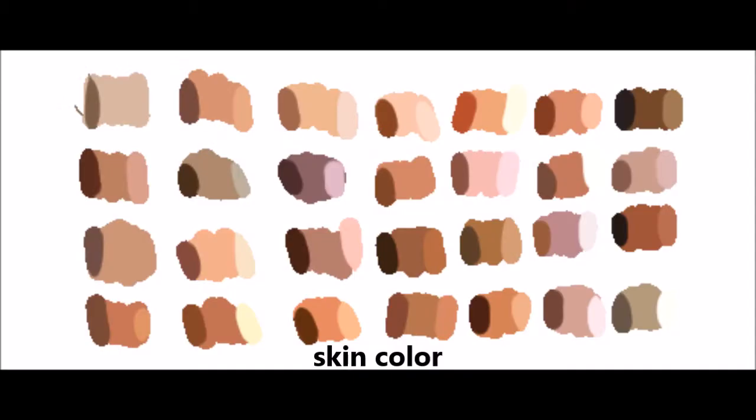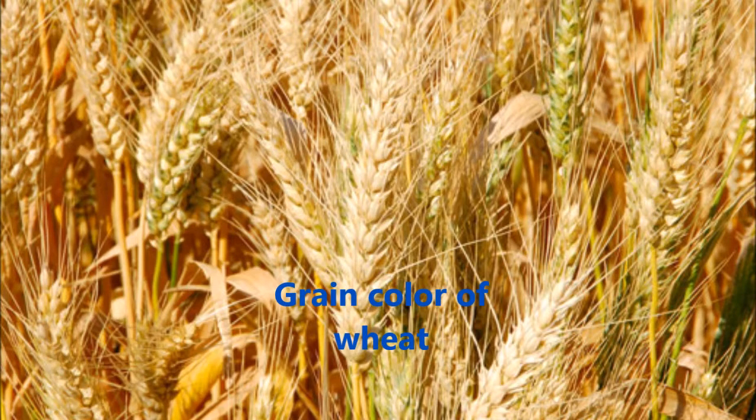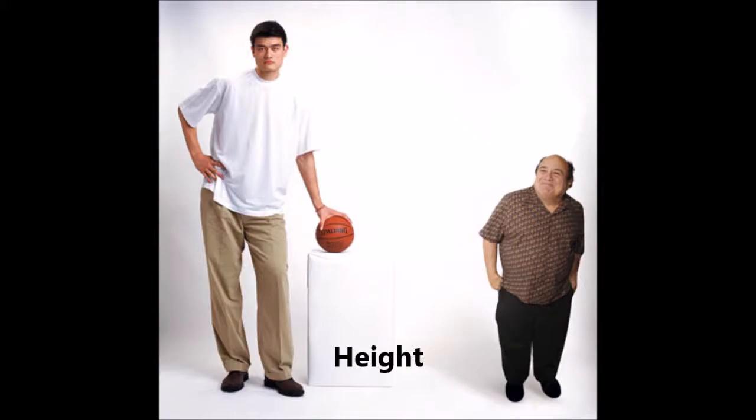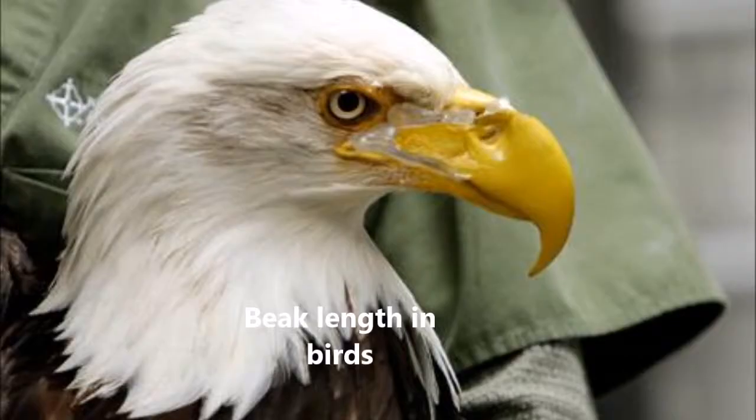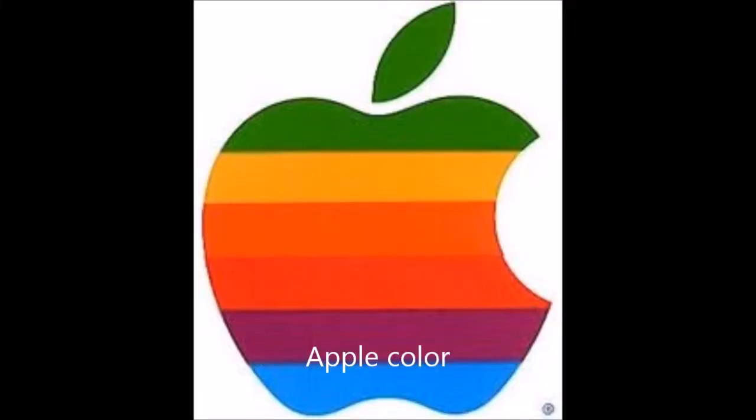Polygenic inheritance is when one characteristic is controlled by two or more genes. By increasing the number of genes that control one characteristic, the number of possible combinations of that characteristic also increases. Such as skin color, grain color of wheat, height, beak length in birds, apple color, and much, much more.